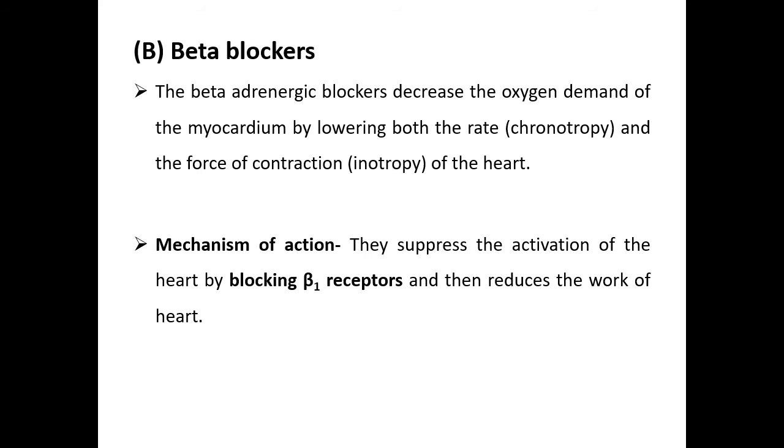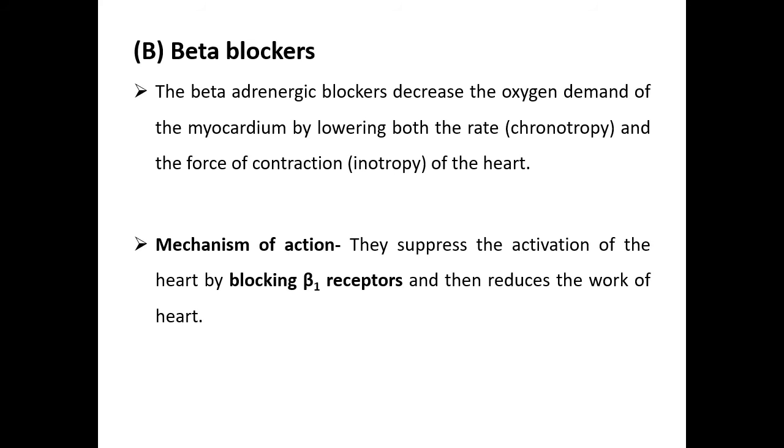Now coming to the second category, that is beta blockers. Beta blockers basically reduce the cardiac activity and reduce the oxygen demand by reducing both the chronotropy, that is heart rate, and the contractility, that is inotropy of the heart. So by reducing both heart contractility and heart rate, these beta adrenergic blockers reduce the oxygen demand of the myocardium. And how do they do that? They suppress myocardial activity by blocking the beta 1 adrenergic receptors that are present in the heart myocardial muscle cells.